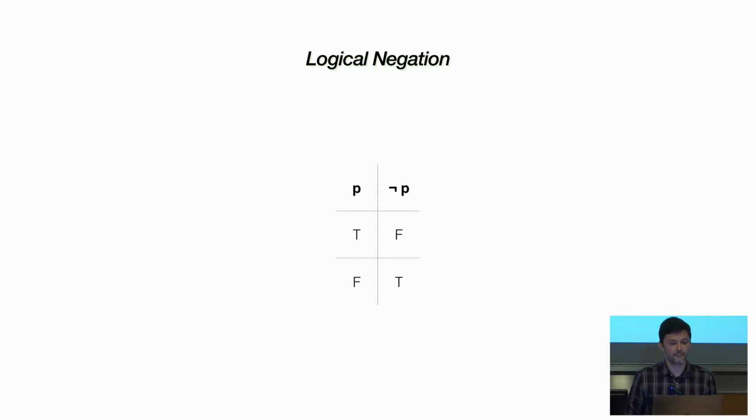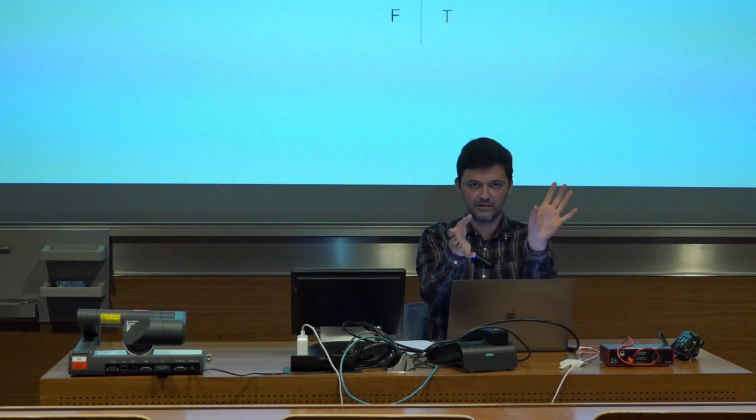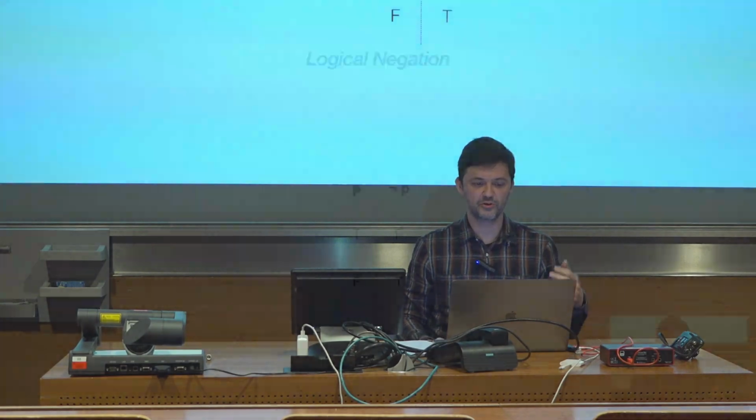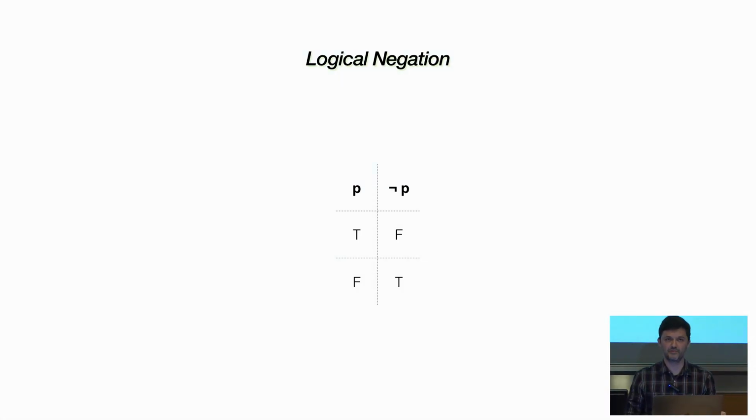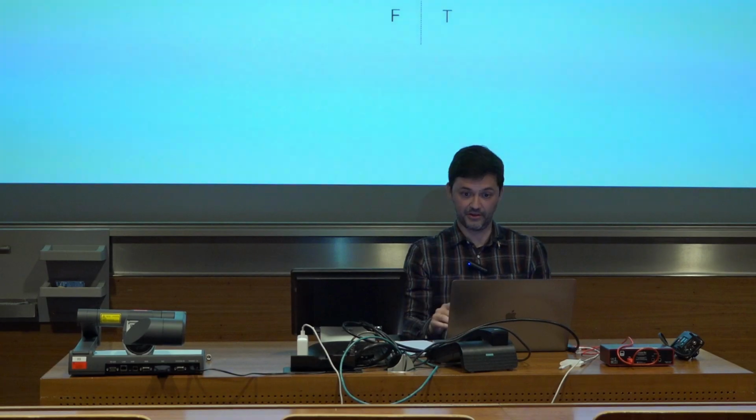So you see, if we have all the possible logical propositions for P, which is true and false, negative P will have the opposite ones, yeah? What used to be true now is going to be false. What used to be false now is going to be true. So it kind of switches the truth value.